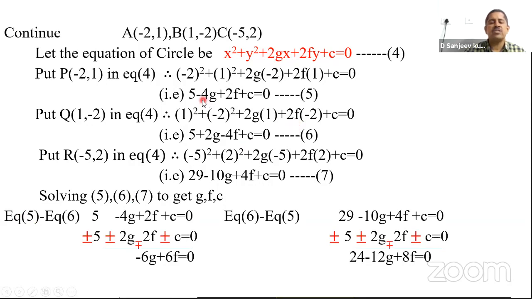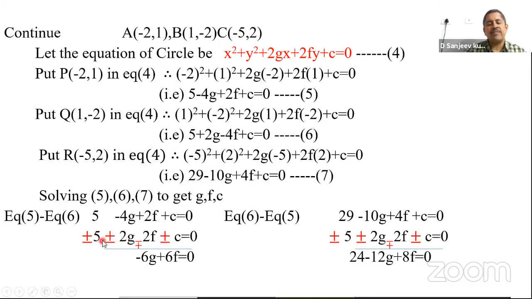So equation 5 is 5 minus 4g plus 2f plus c is equal to 0. Equation 6 is 5 plus 2g minus 4f plus c is equal to 0. Now, what is that you observed in common here? Plus c, same thing. You first try to eliminate c here. So you go for subtraction. So plus has become minus, plus has become minus, minus has become plus, plus has become minus.